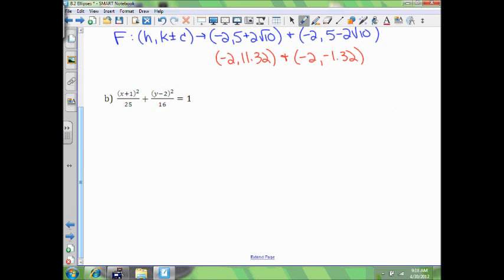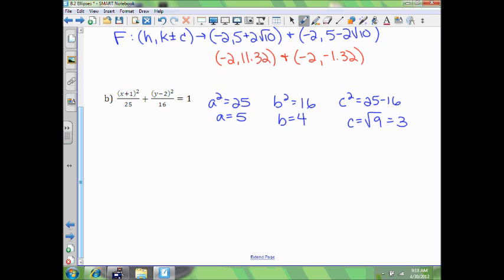Moving on to B, our a squared is 25. That means a is 5. B squared is 16. That means b is 4. C squared will be a squared minus b squared. So 25 minus 16. C will be the square root of 9, which is 3. Your center: opposite of 1 is negative 1. Opposite of negative 2 is 2.